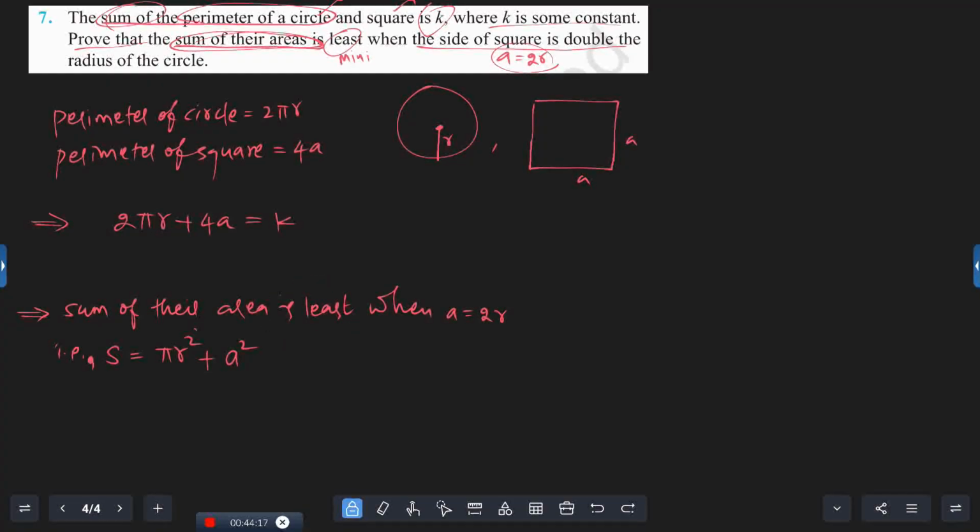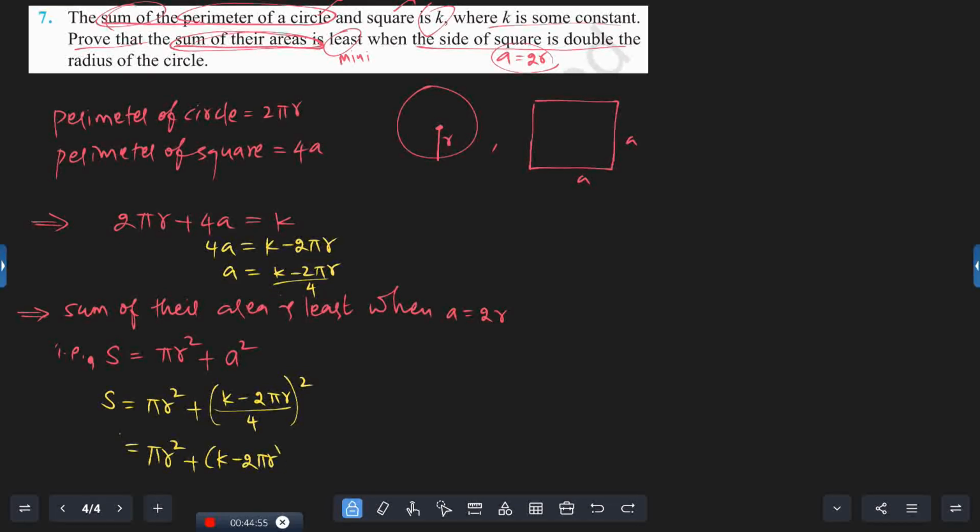Fine. But here r is a variable, and a is also a variable. To avoid this, we find any one from this, either a or r. If we find a, 4a is equal to k minus 2 pi r, so a equals (k minus 2 pi r) divided by 4. This a value we have to substitute here. So S is equal to pi r square plus a value, which is (k minus 2 pi r) divided by 4 the whole square. Apply the square. What am I getting? Pi r square plus (k minus 2 pi r) the whole square divided by 4 square, which is 16.